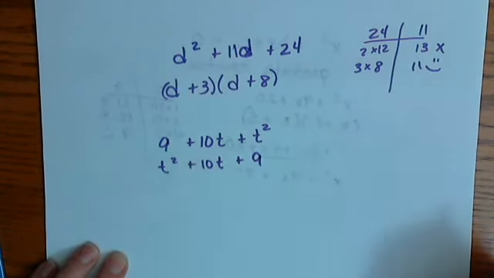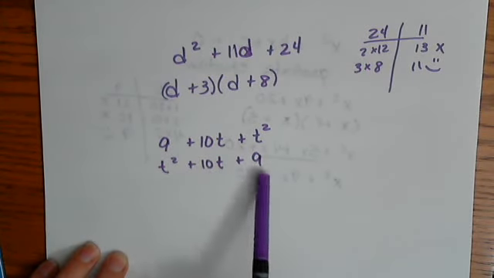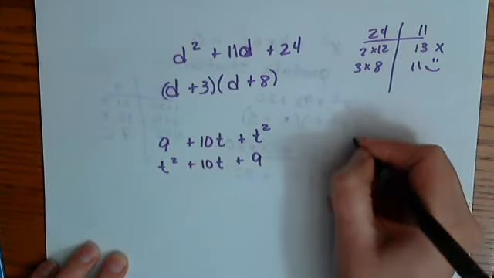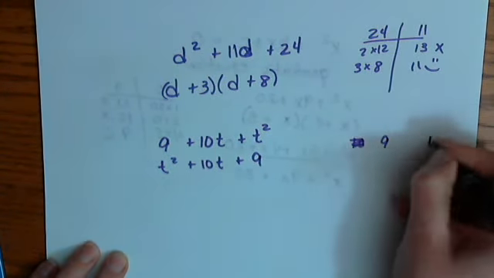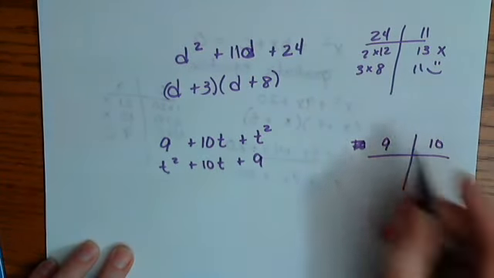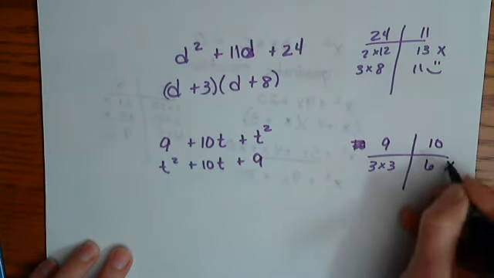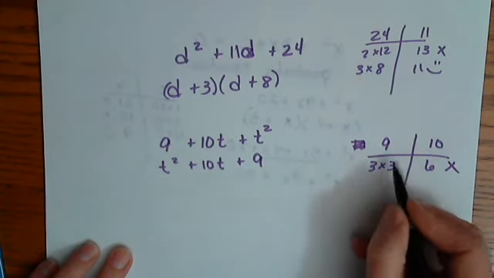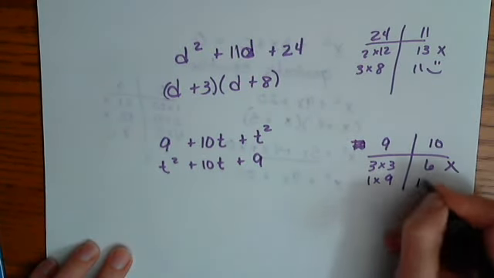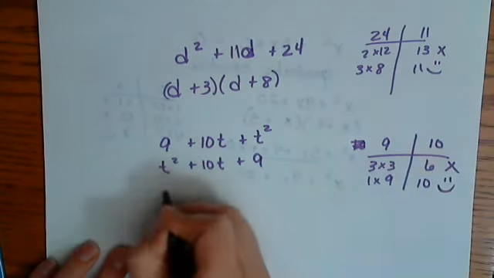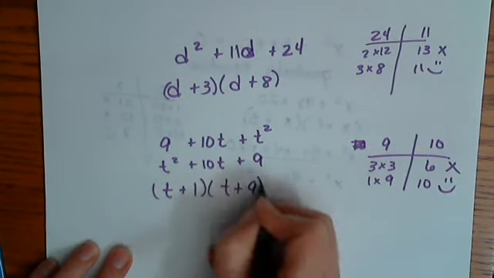Now it's simple because we know we want numbers that multiply to 9 and add to 10. Well, 9 is 3 times 3. And when I add that, I get 6. That's not what I want. How else can I multiply to get 9? How about 1 times 9? And when I add that, I get 10. Yeah, that's exactly what you want. So t plus 1 times t plus 9.